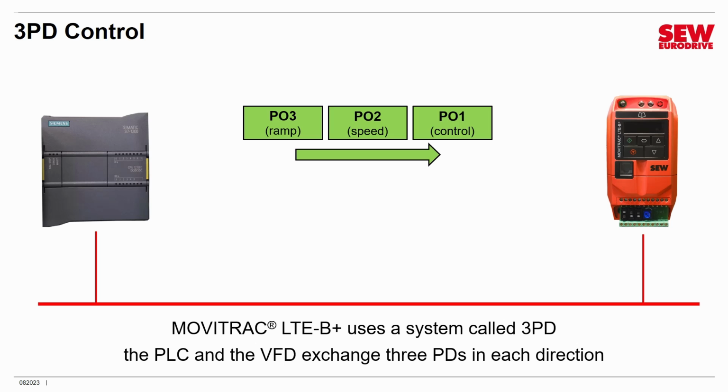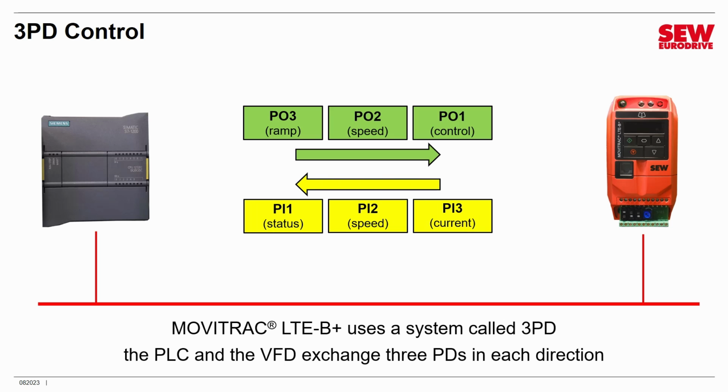Now, the VFD sends information back to the PLC in process input words. It sends 3 back. Process input word 1 is a status word. It contains information about what the VFD is doing. Process input word 2 contains the motor's actual speed at that particular moment. And process input word 3 contains the motor's current, how much current it's drawing. The PLC uses this information to know what's going on. So that's the basic idea of control.